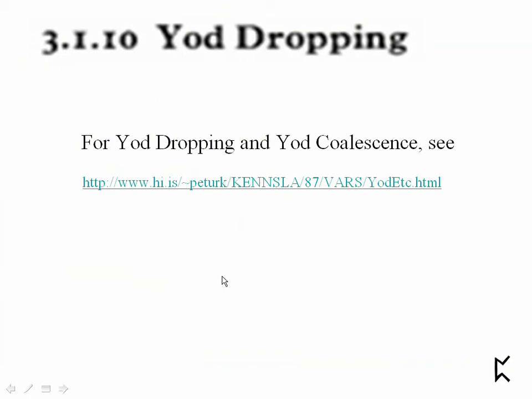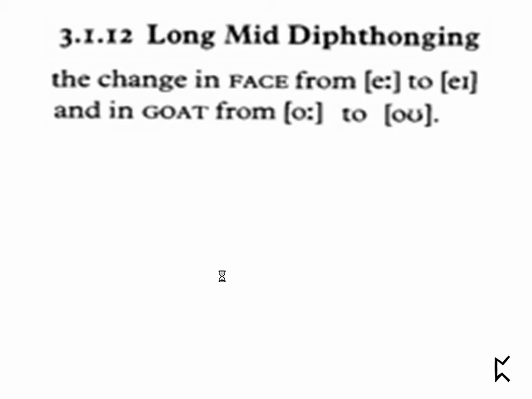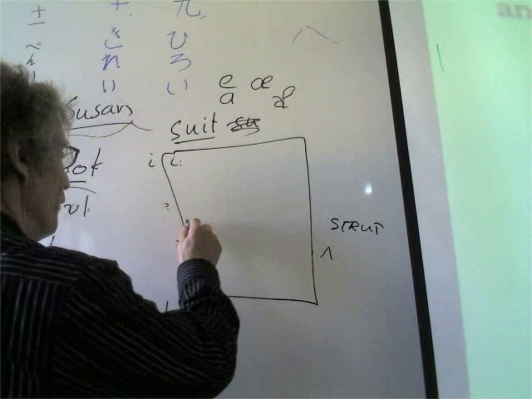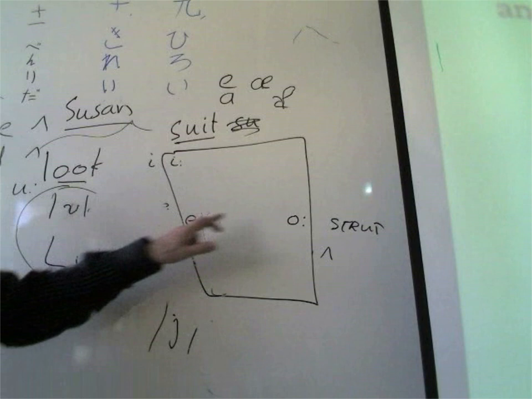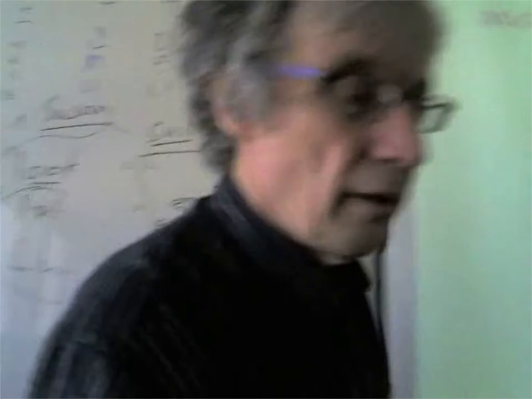And we'll just go on, we'll finish, I'm sorry I'm going over time, we'll finish off with long mid diphthonging. This is the last thing, and we've looked at this before, but I think we should check it because it's very important. These are the things happening on both sides of the vowel chart. Both sides of the vowel chart here. Where you have A and O in the old days. So that's why it's called long mid diphthonging. These two vowels in the middle, they diphthong and they change to A and O. Okay, so let's look at that.